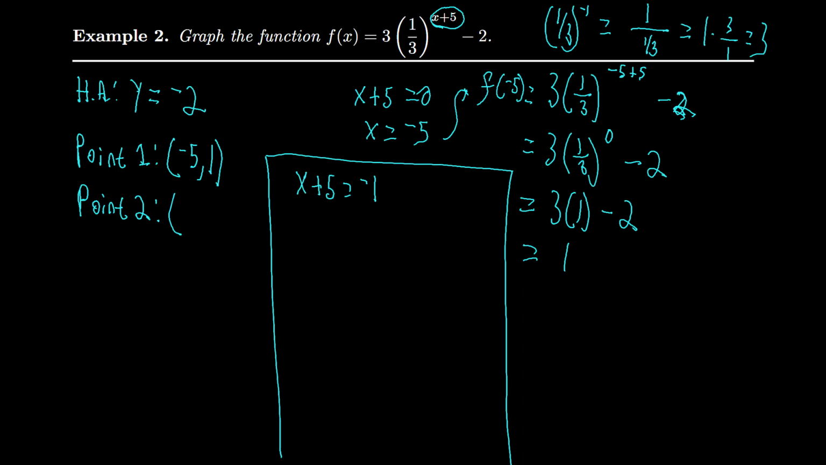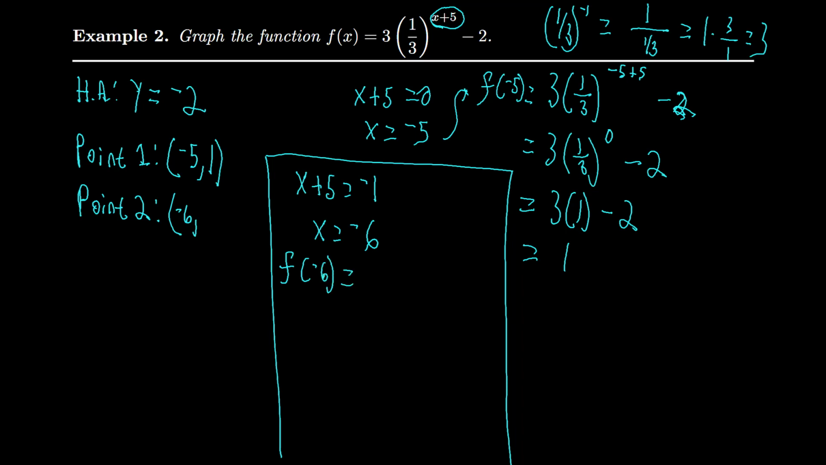So we're just going to choose, like I said earlier, we're just going to subtract 5 from both sides, and we'll get x equals -6. And that's it. X equals -6. So we're going to plug in -6 like that, and we're going to get out f of -6.